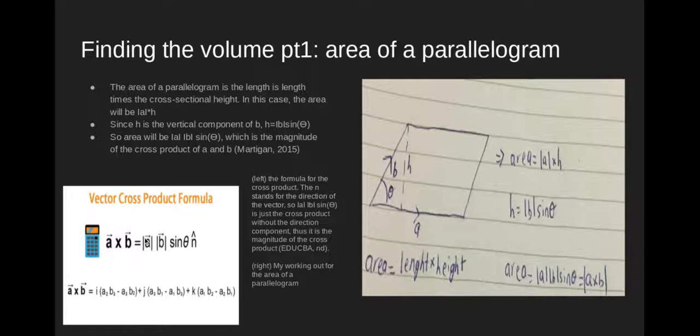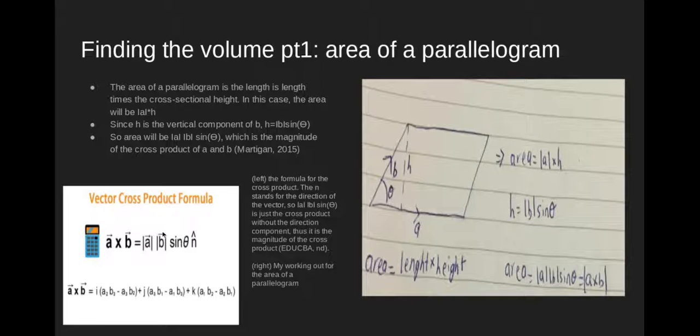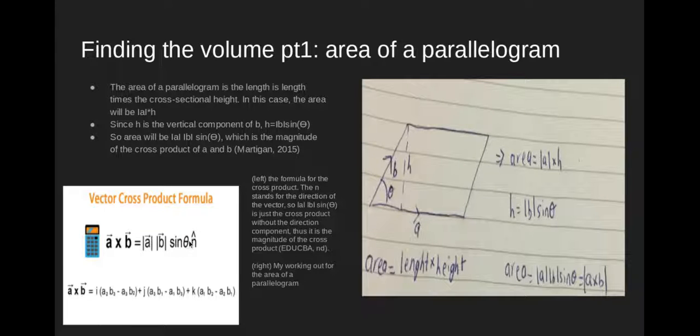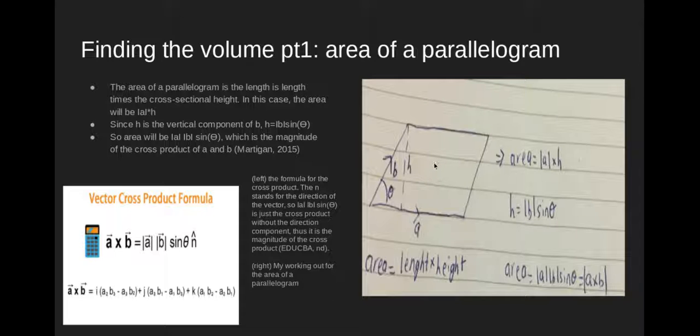And looking at this equation, you see modulus of A modulus of B sine theta and n cap. That's the cross product. Modulus of A modulus of B sine theta is the magnitude component of the cross product, and this n cap over here is just the directionality component of it. So what we have done here is we proved that for vectors A and B, the magnitude of the cross product is equal to the area of the parallelogram.